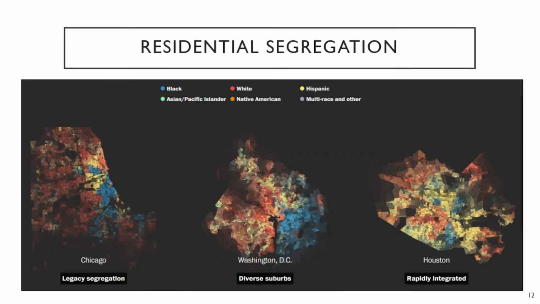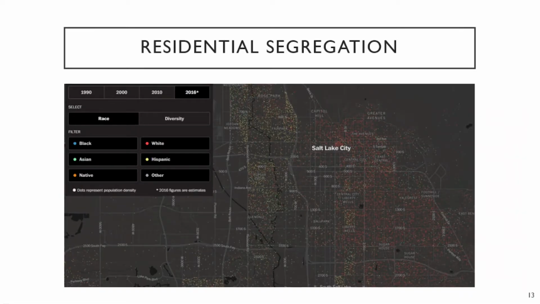Living in segregated neighborhoods limits access to quality education and employment. It also concentrates poverty and social disadvantage. Black Americans are still the most segregated racial group. Even though our state is 80% non-Hispanic white, we can still observe a demarcation in minority neighborhoods in Salt Lake City.